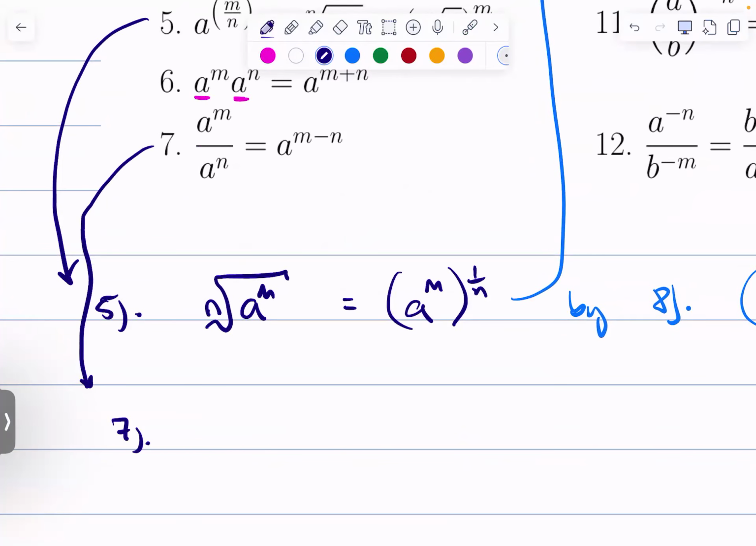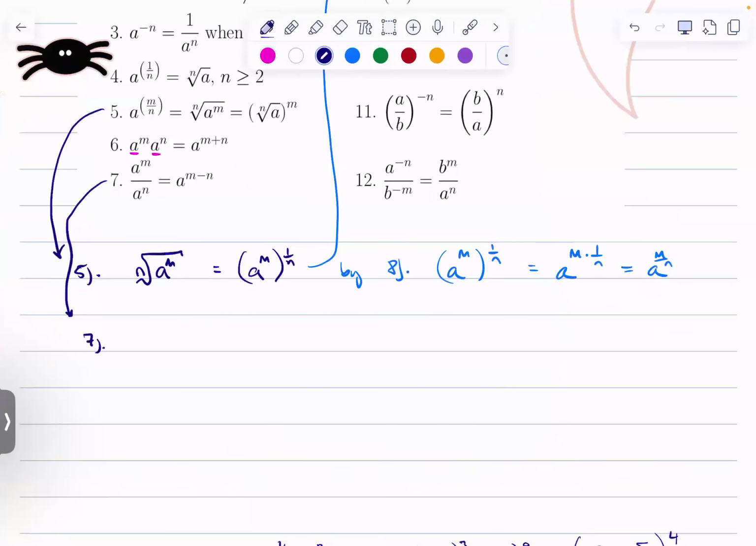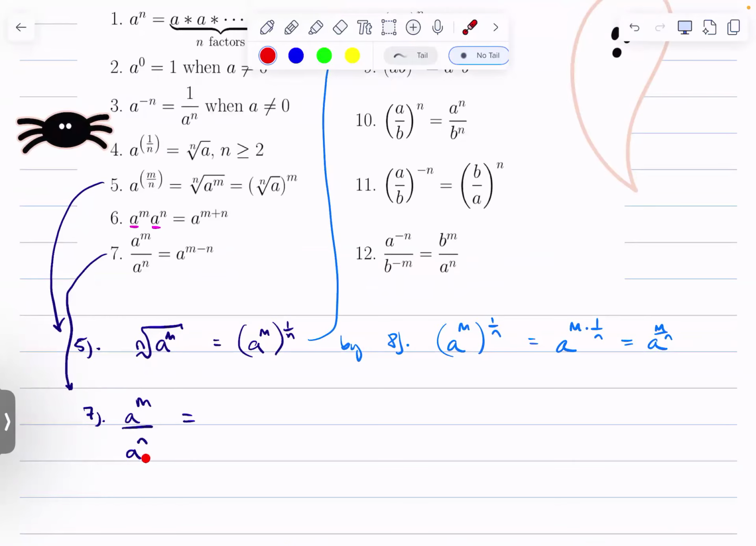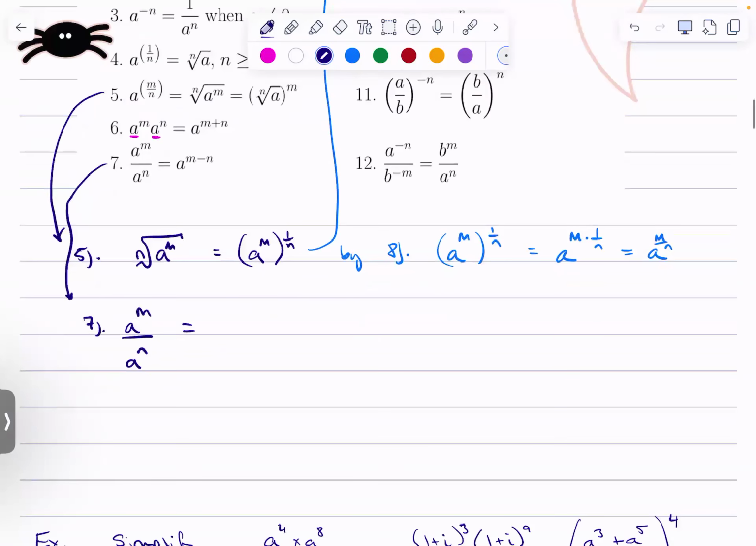But let's talk about why 7 is true. 7 says that a to the m divided by a to the n. Let's work through this little guy. What can I do? I can rewrite a to the n in the denominator as 1 over a to the n, which makes a to the negative n if I'm floating it upstairs. Okay? And so we'll start there. So I have a to the m times a to the negative n.